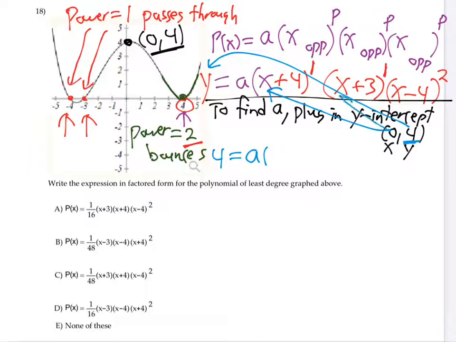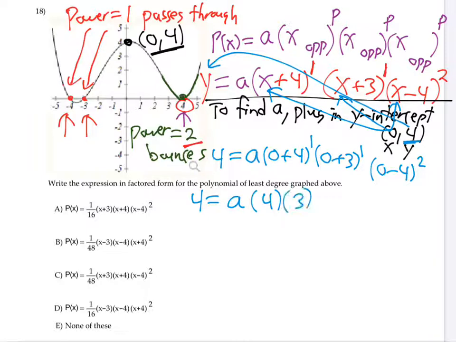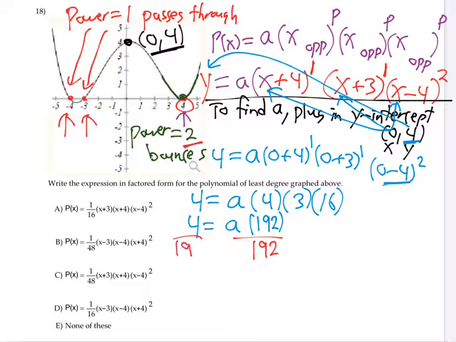0 plus 4 to the first, 0 plus 3 to the first, 0 minus 4 squared. So that's 4 equals a times 4 times 3, and minus 4 squared is 16, right? You multiply those in your calculator. 12 times 16 is 192. And then to finish solving for a there, I divide by 192.